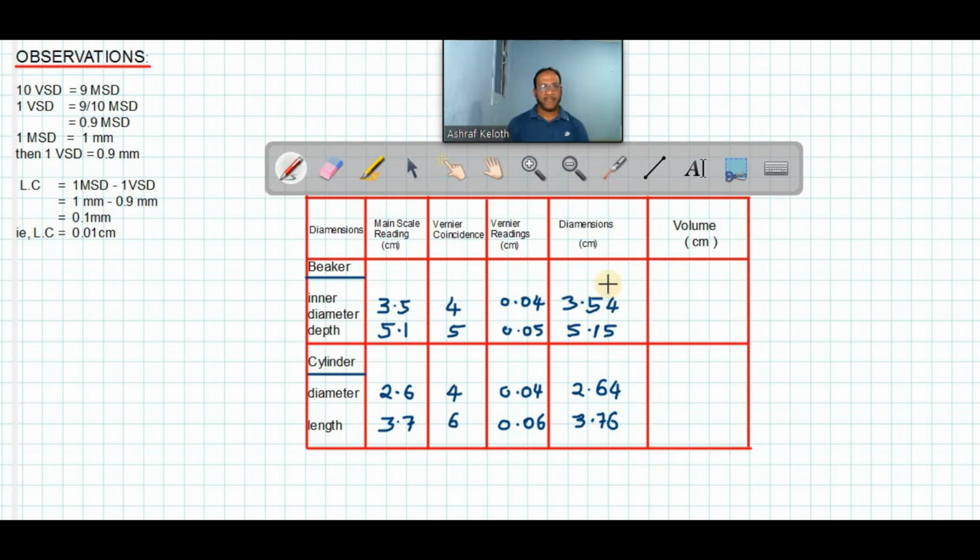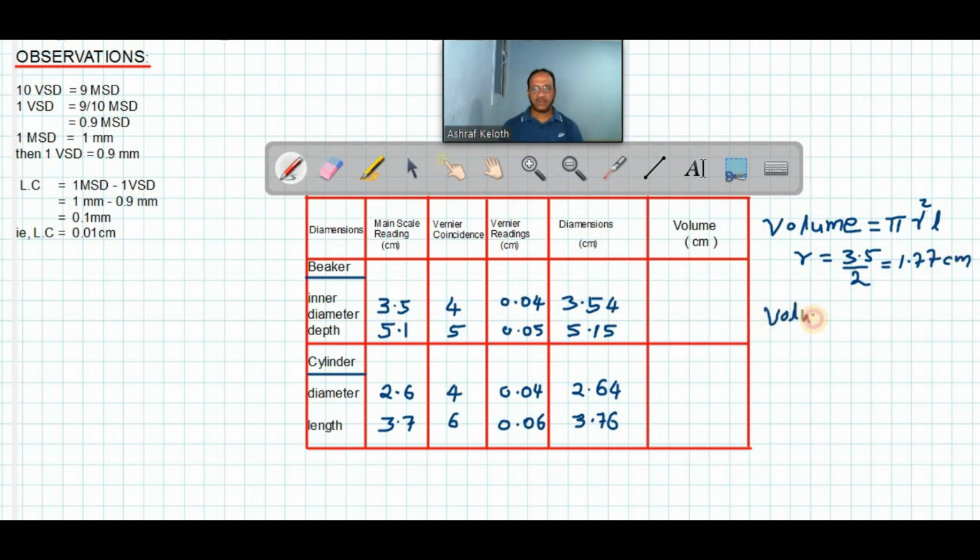Now we can find the volume. To find the inner volume of the beaker, we can use the equation of volume of a cylinder, because the shape of the beaker is also cylindrical. Volume of a cylinder is pi r square L. We need the inner radius of the beaker. We have the inner diameter of the beaker, that is 3.5, so radius will be 3.5 divided by 2, that is equal to 1.77 centimeters. This is the inner radius of the beaker.